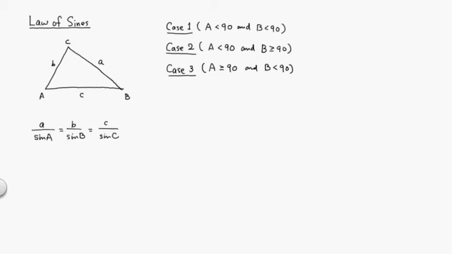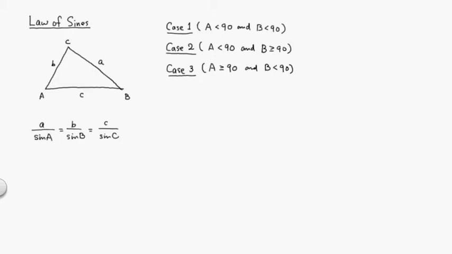Okay, let's look at the law of sines. So you have any arbitrary triangle ABC, then the following equalities are true: a over sine of A, so the ratio of a and the sine of the opposite angle, is equal to b over sine of angle B and c over sine of angle C, right?